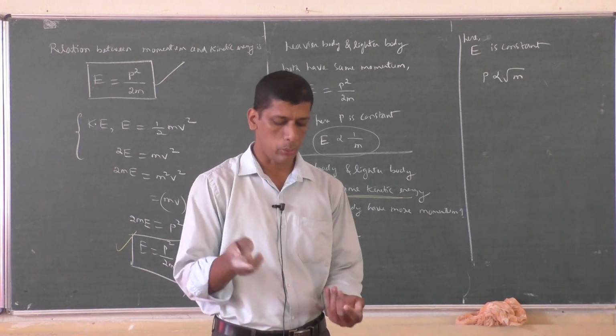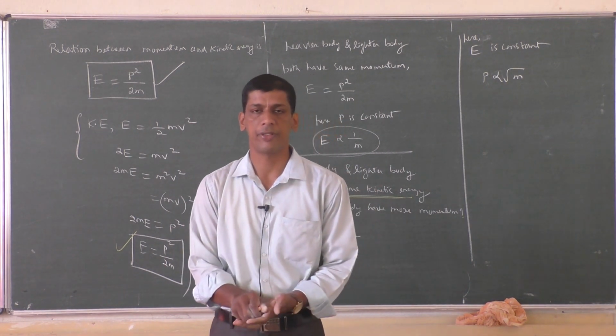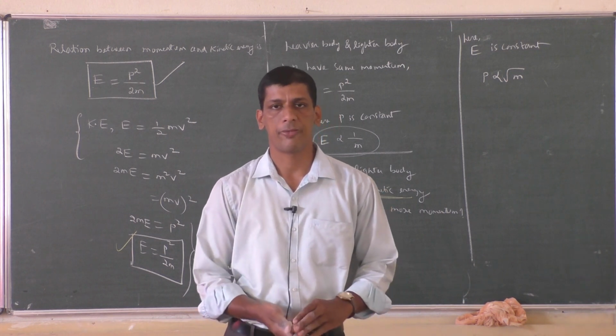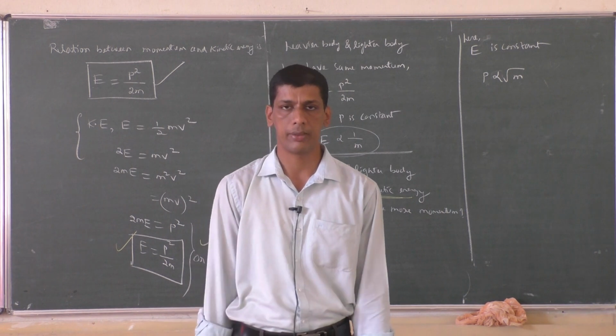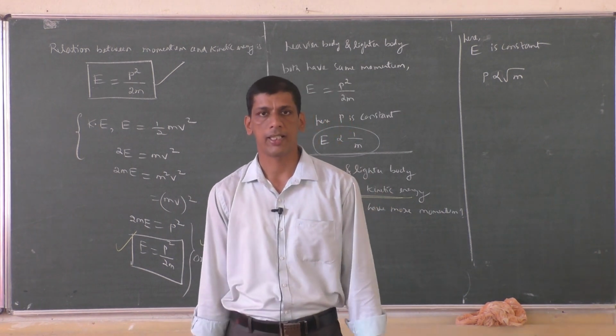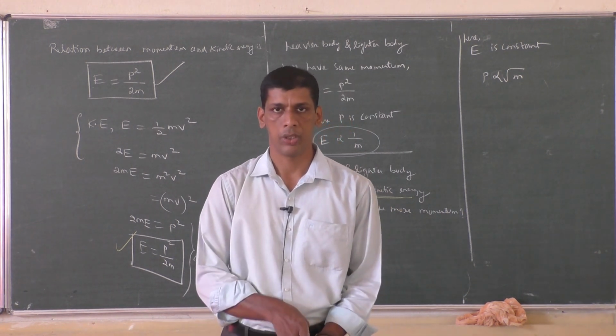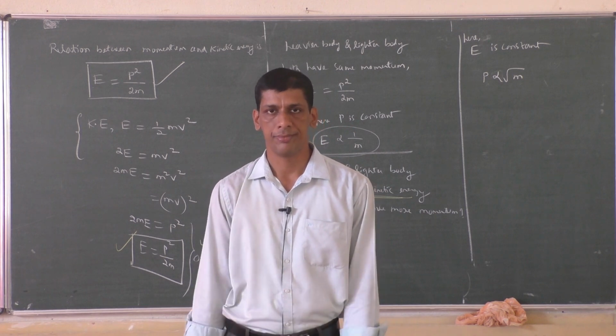And we obtained two equations, that is, the final velocities of two bodies in case of an elastic collision. Two equations came out, which we derived: one is for V1F and another one is for V2F. Hope you understood this derivation. Thank you.